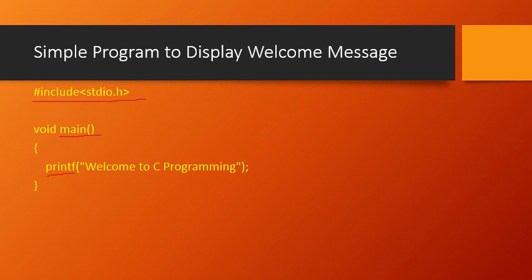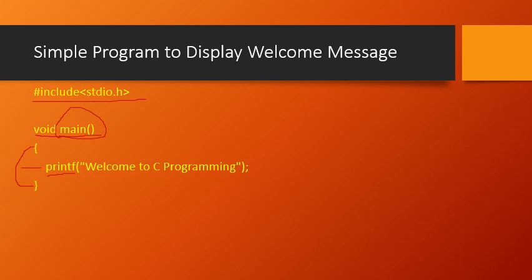Then void main, we will elaborate what actually this void is in an upcoming session. So void main, and then there is an open bracket and a close bracket. Within that we have statements. As we discussed earlier, the program execution will always start from where? It always starts from the main function. Within this, there is a pair of flower brackets. So the body of the main function lies within these two brackets.